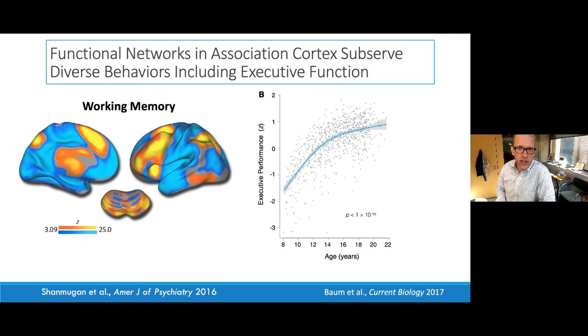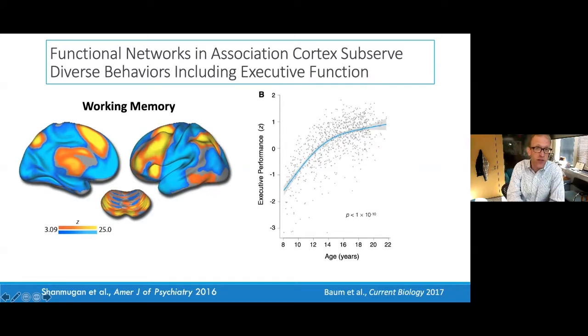Now, executive function is a broad domain of cognition that encompasses many different cognitive processes, including working memory, set shifting, response inhibition, and other things. And here you can see that executive tasks like working memory strongly recruit association cortex and directly line up with the sensorimotor-to-association axis. Furthermore, unlike other cognitive domains such as episodic memory or motor function, executive function undergoes a really protracted period of development throughout childhood and adolescence and into young adulthood.